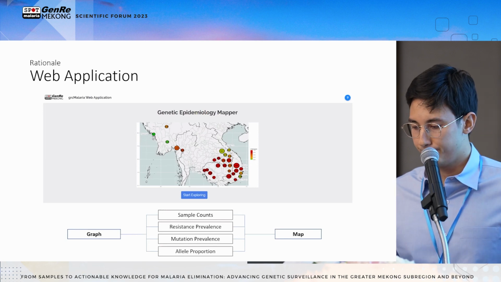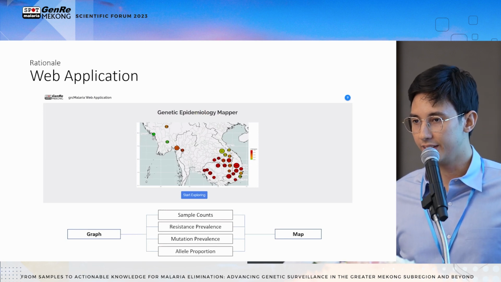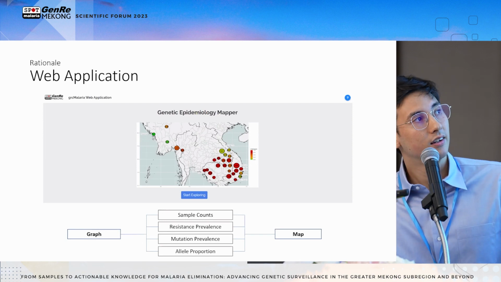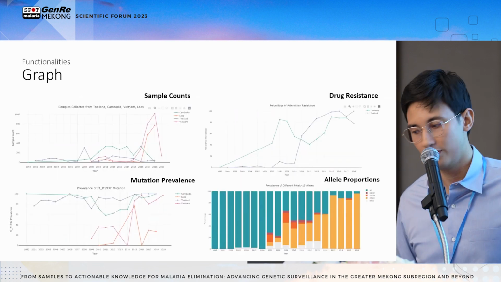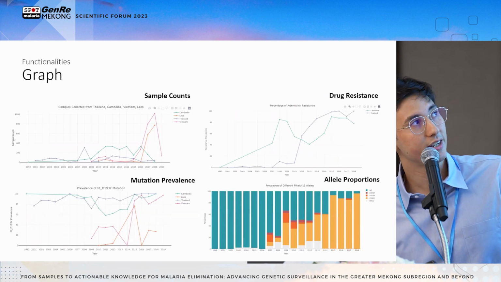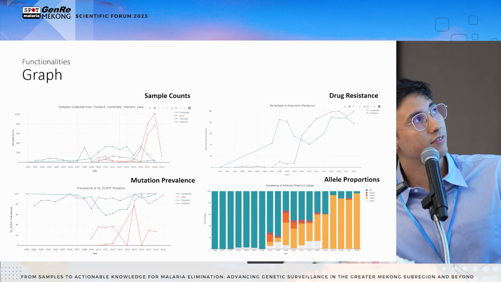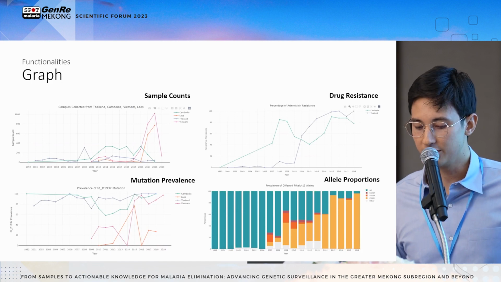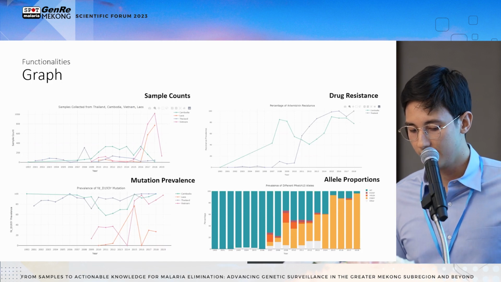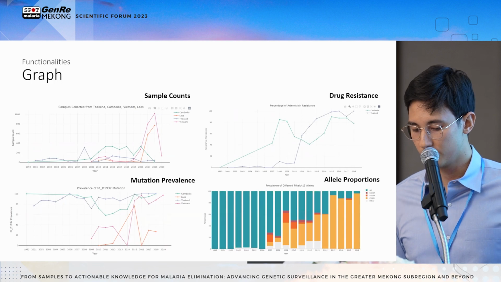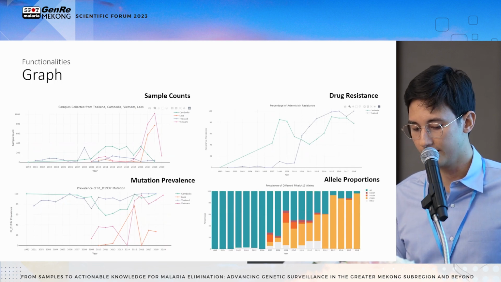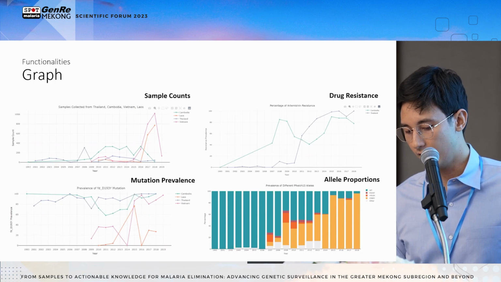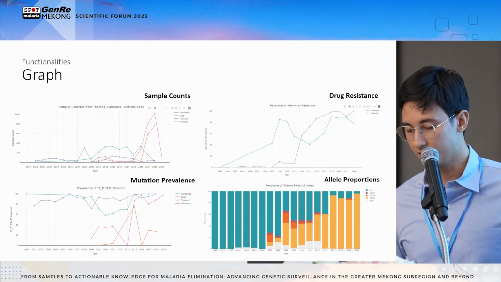So I'd like to first show you the graphs produced by the web application. These are 4 graphs produced by the application. And on the upper left corner, you can see a graph of sample counts of Thailand, Cambodia, Laos, and Vietnam. As you can see, the samples are collected all throughout the years, but with a high sample count in 2017 and 18.